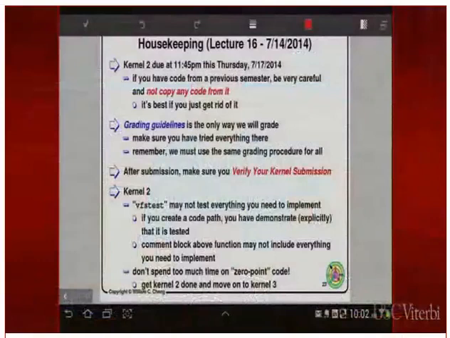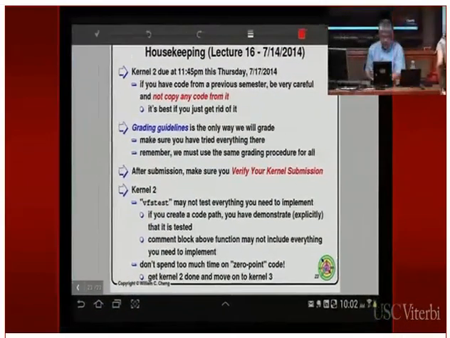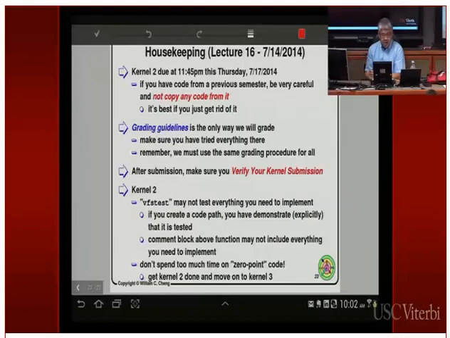One thing I just want to mention again, for kernel 2, VFS test may not test everything you need to implement. And again, I think some people lose points in kernel 1 because they still don't understand what it means that every code path has to be tested. You have to provide DBG statements to show that those things have been tested.